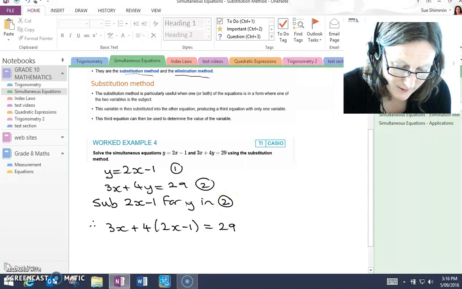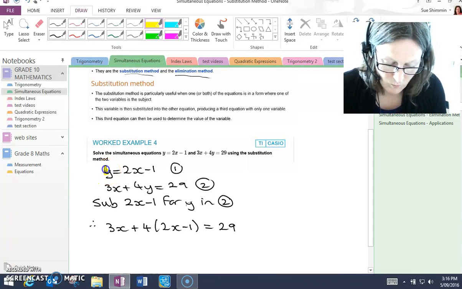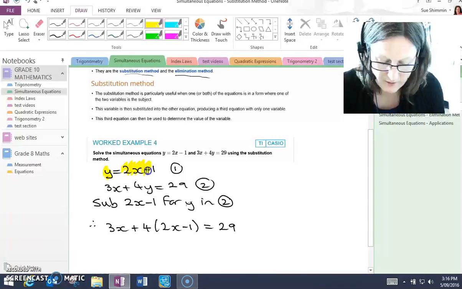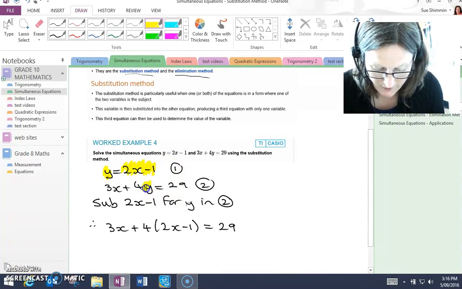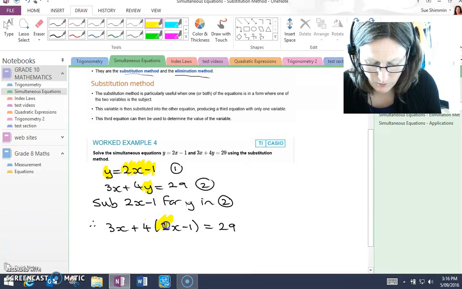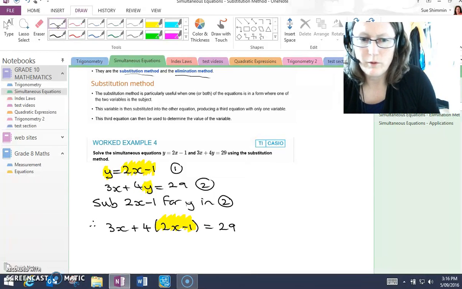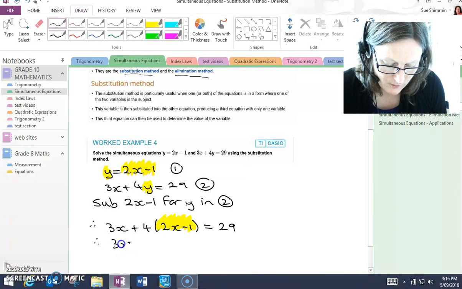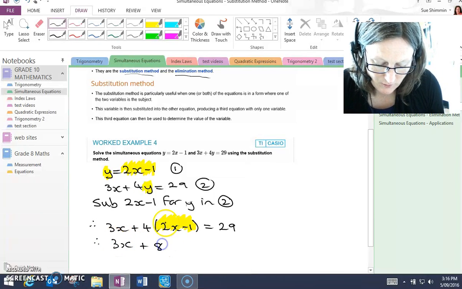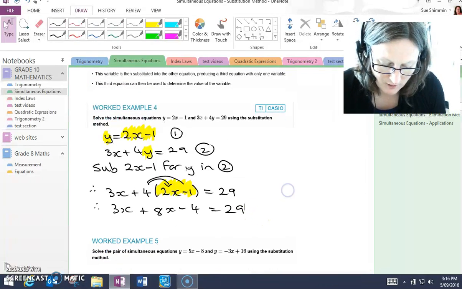Because, as you can see, it tells us that y is equal to 2x minus 1. So here, instead of y, I'm putting 2x minus 1. And I can do that because they're equal. We're told above that y is equal to 2x minus 1. So I expand my brackets. 4 by 2x is 8x, 4 by minus 1 is minus 4. Combine my like terms.